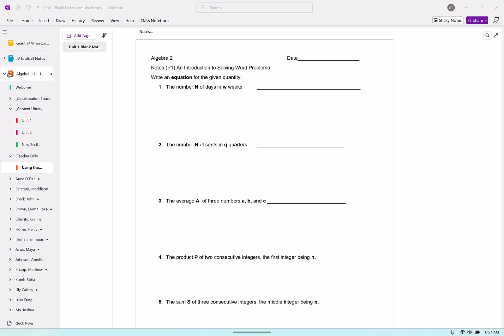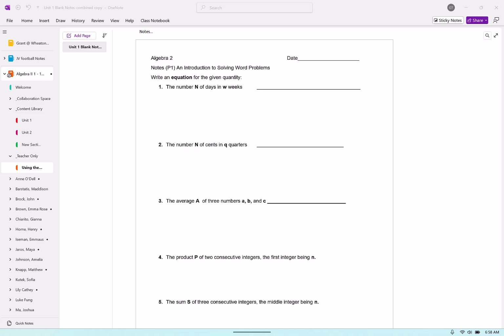So, P1 notes, introduction to solving word problems for Algebra 2. All right, word problems. The thing that people really hate most about math is what we're going to start with. It's just trying to demystify what steps you have to take in order to take words and make them into an algebraic expression. We're going to break down some of these, set this up, and start seeing a pattern on how we can develop these algebraic expressions.